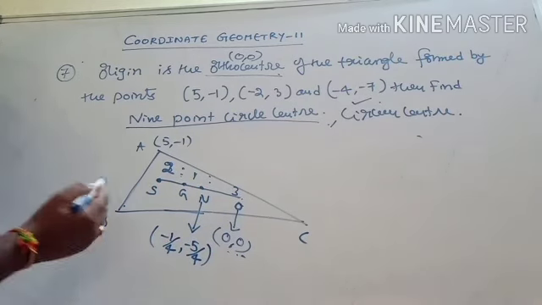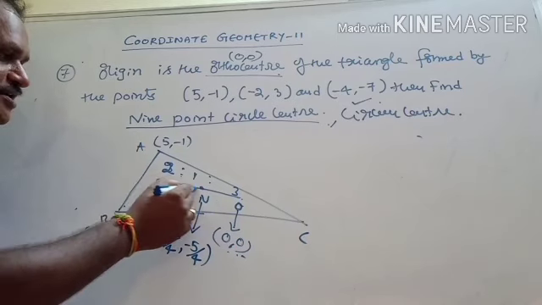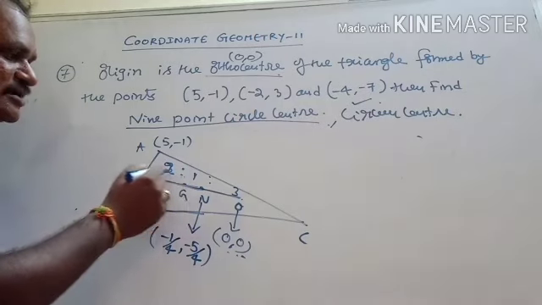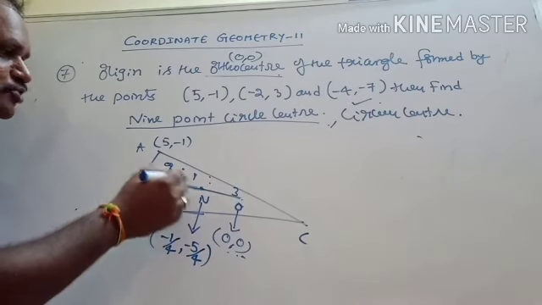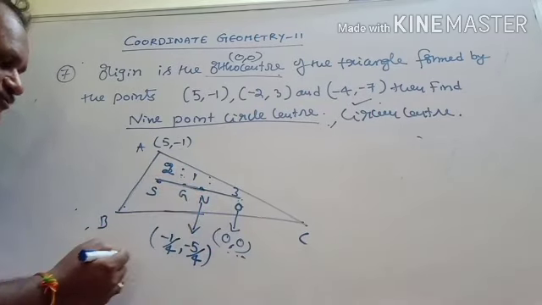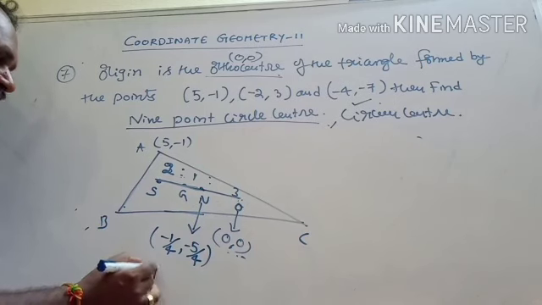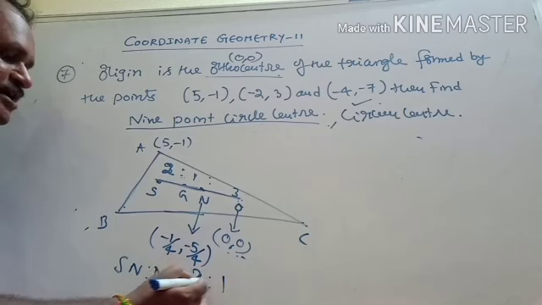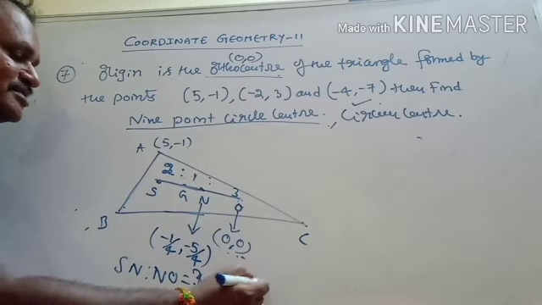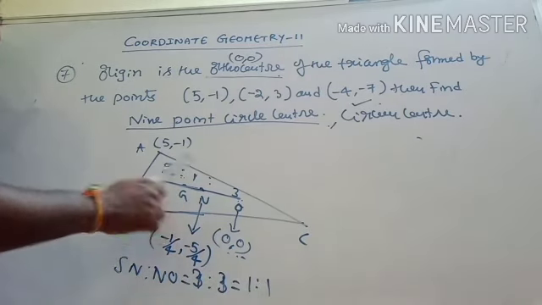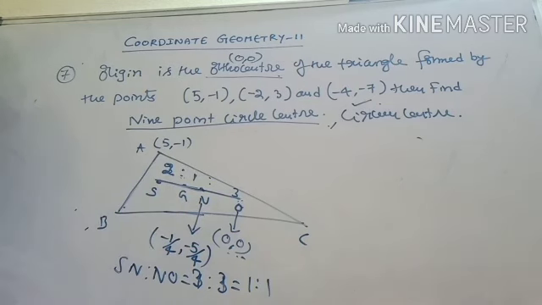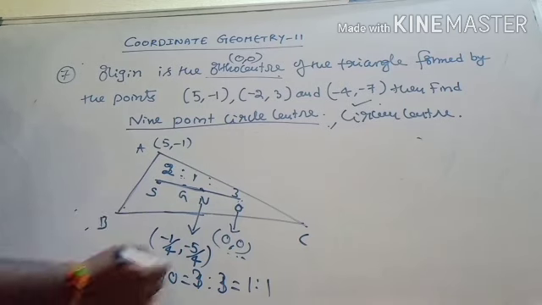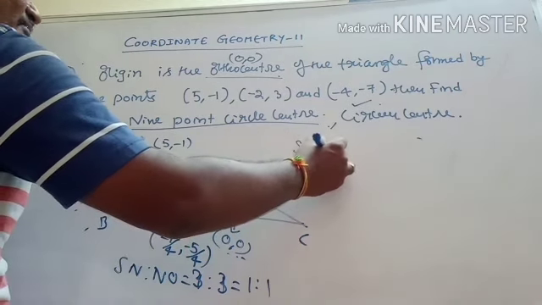Wonderful. Now we need the circumcenter, means you observe that this is Sn and No. This is totally 2 plus 1, 3 parts, and this is 3 parts. That means Sn is to No is nothing but 1 is to 1. Why? Because that is actually 3 is to 3, and 3 is to 3 is nothing but 1 is to 1. N is acting as a midpoint of S and O, right? N is acting as a midpoint of S and O. We don't know S. Let us take it as X comma Y, right?